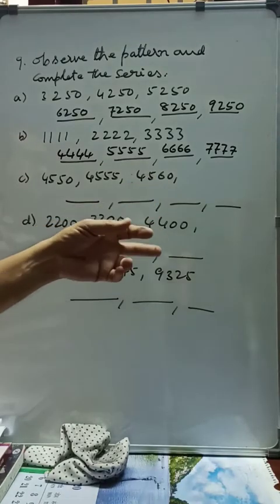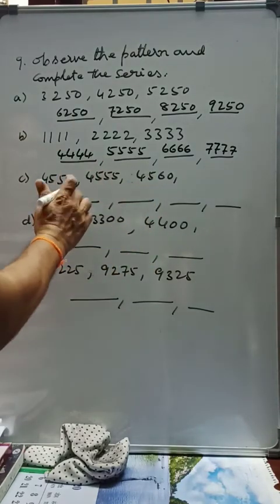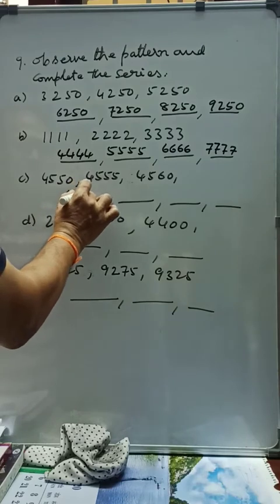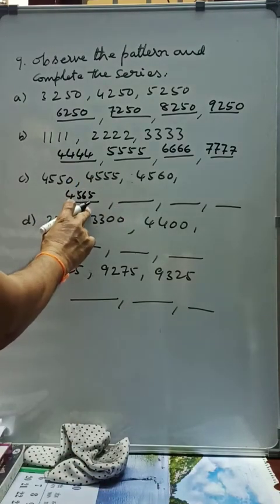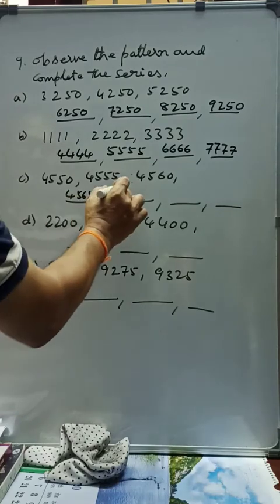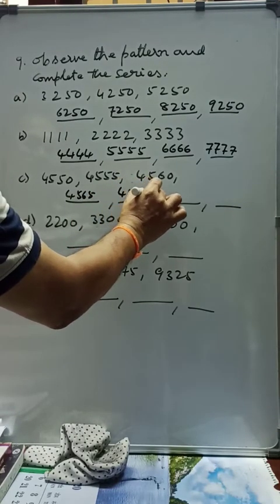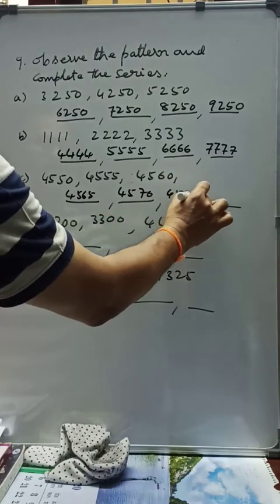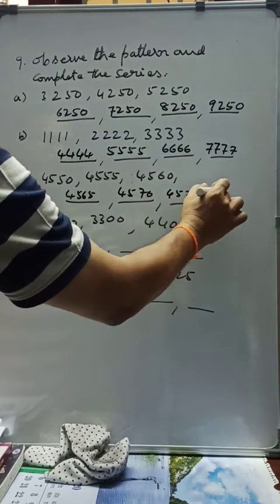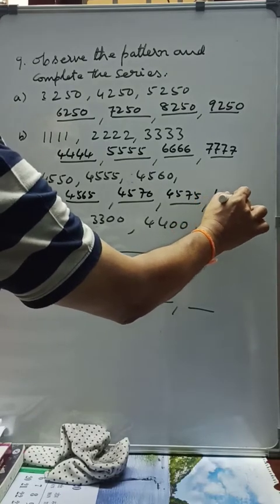After 60, 60 plus 5 is 65. So the fourth blank is 4565. Add 5 to 65. 65 plus 5 is 70. So 4570. 70 plus 5 is 75. 4575. 75 plus 5 is 80. 4580.